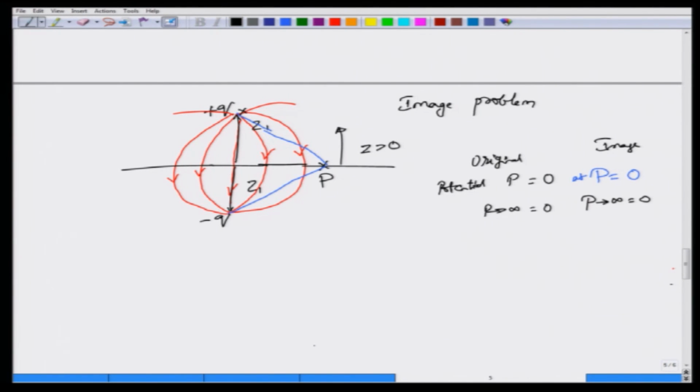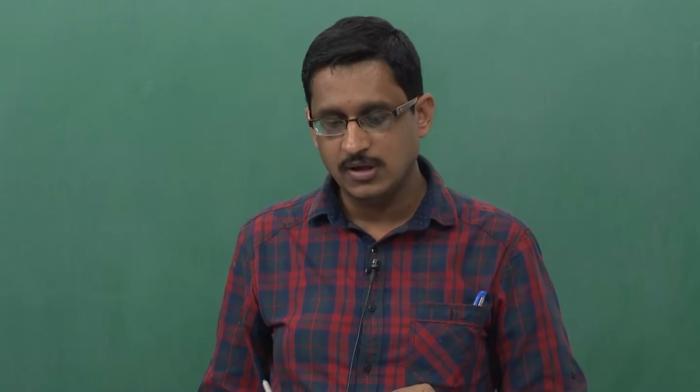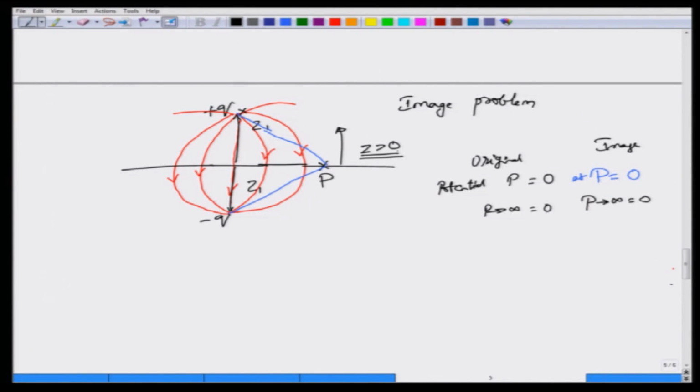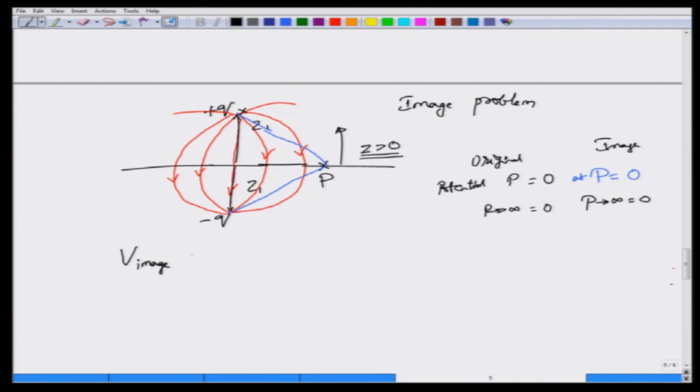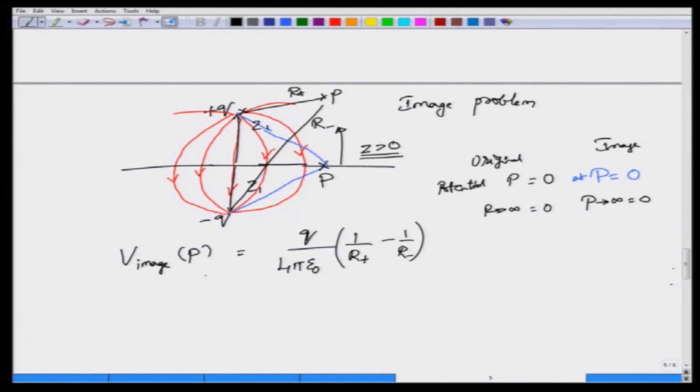So, it is interesting that the image problem satisfies the same boundary conditions as the original problem. Therefore, at least on the upper side, in the region z greater than 0, whatever potential we obtain must be the same as the potential of the original problem. So, for the image problem, what is the potential? Let us call it V image at any point. If this is the point P, the potential will be equal to q by 4 pi epsilon 0 times 1 by r plus minus 1 by r minus, where r plus and r minus are the radial distances. This image potential would be equal to 0 on the z equal to 0 plane. In fact, this would be the potential of the original problem as well.